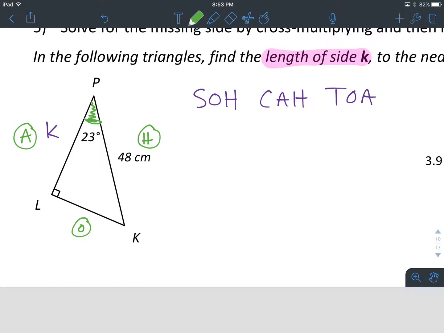And what I'm going to do is see what piece of information in this triangle I already have. And I already have 48 centimeters right here. And that happens to be my hypotenuse. So I'm going to put just a little check mark under hypotenuse right there, which means no check marks at TOA. We're not going to use the tangent ratio this time. Next thing I'm going to look for is what side do I want? And in this case, I want the adjacent side, which is right here. So I'm going to put a little check mark under the A, which means that I'm not going to use the sine ratio this time either. I'm going to use the cosine ratio.